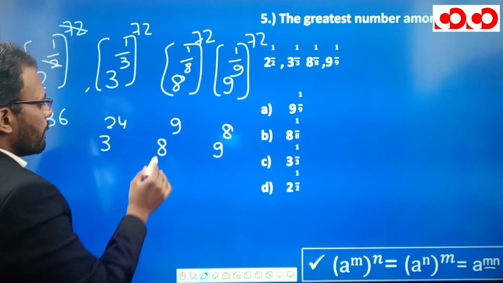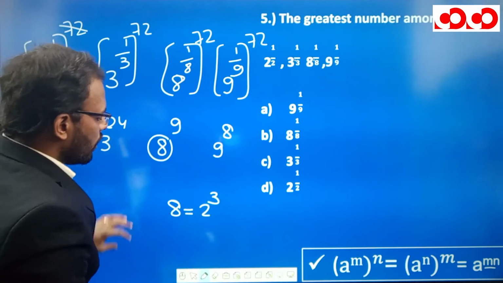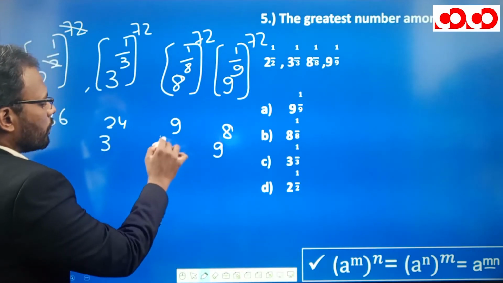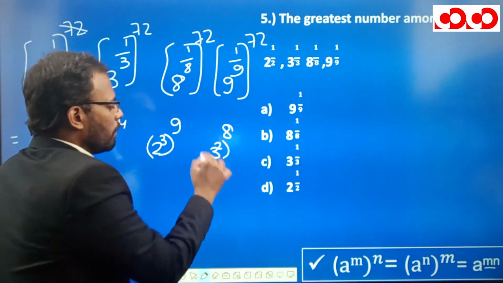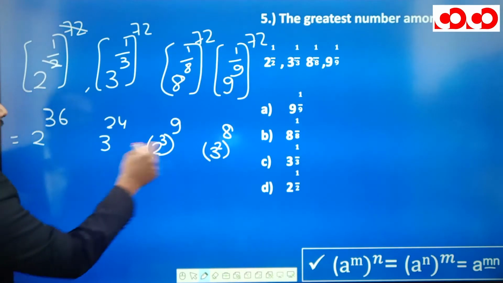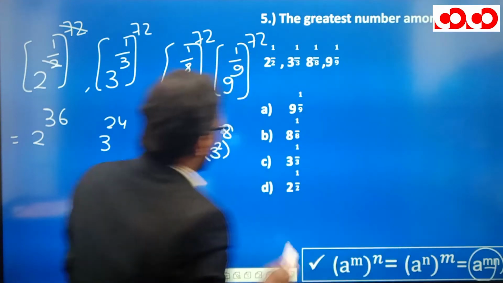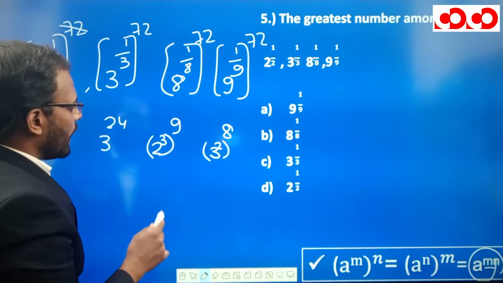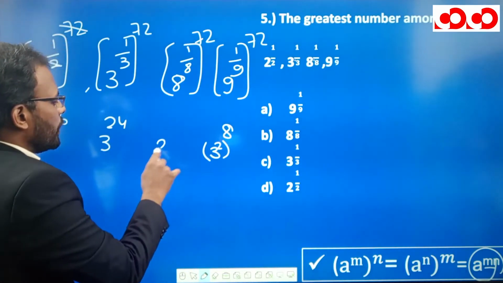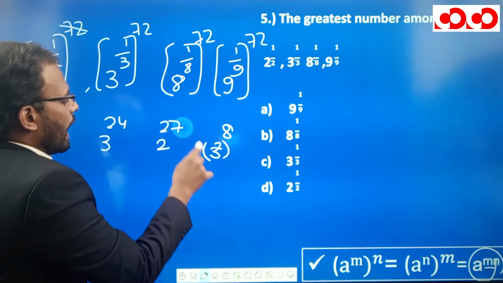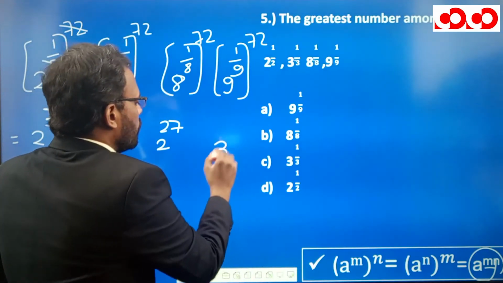Now as we can see, this 8, what can we write in place of 8? 8 can be written as 2 cube, isn't it? So I'll replace this 8 by 2 cube. And this 9, we can write 9 as 3 square. Why? Because I am changing the numbers to 3 and 2. So this becomes (a to the power m) to the power n, which is a to the power mn. So instead of (2 to the power 3) to the power 9, I can write 3 into 9, which will be 2 to the power of 27, and this 2 into 8 is 16. So I can write here 3 to the power of 16.